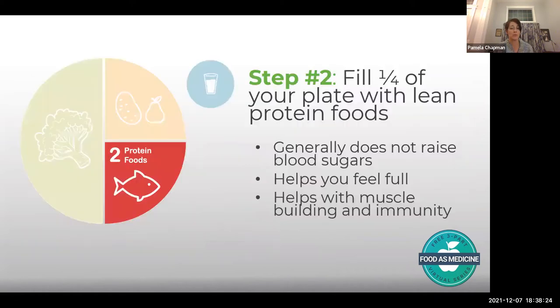Then we move on to step two. This is where we put a quarter of our plate as lean proteins. A lot of people are familiar with protein foods because it tends to be what we hear in the news about high protein diets. But we don't necessarily want just protein; we want to make sure we're including it with each meal. Protein also generally doesn't raise our blood sugars. It's super important to help us feel full. And not only that, it's very important for immunity. We know that this time of year we have a lot of bugs going around, not just COVID, but the flu and other things that like to creep up on us in the wintertime as it gets colder. So the next slide.